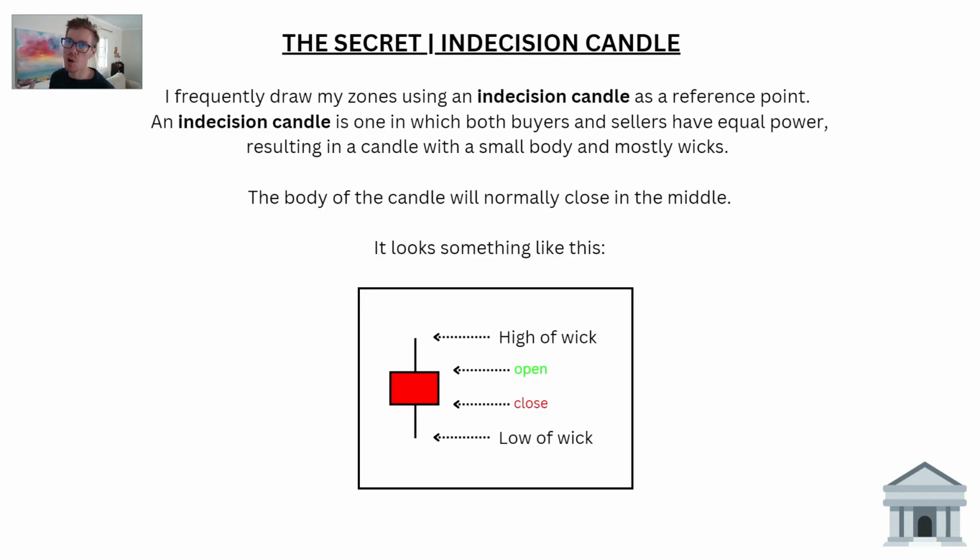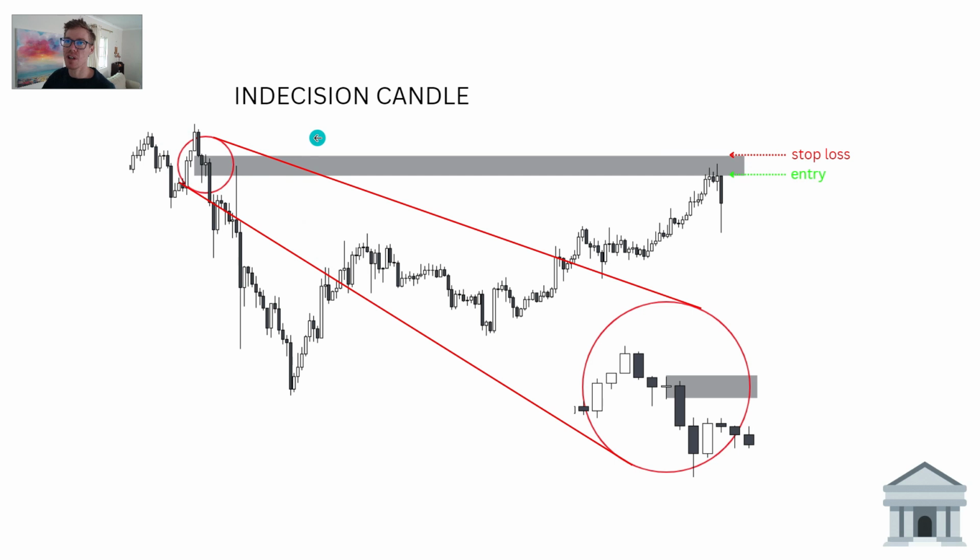The secret that I talk about all the time is indecision candles. I frequently draw out my zones based on indecision candles as a reference point. It's this place in the market where the buyers and the sellers equalize, resulting in a candle like this. Small body with long wicks, or big body with small wicks, or big body with no wicks at all. Indecision candles are usually followed by these breaks in structures and displacement, and when they are, they become excellent pinpoints for supply and demand zones.